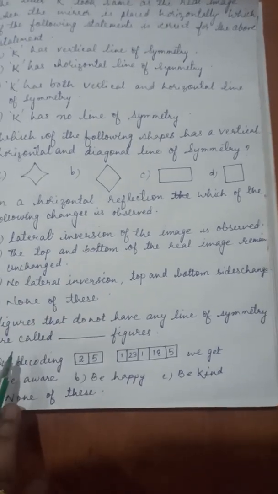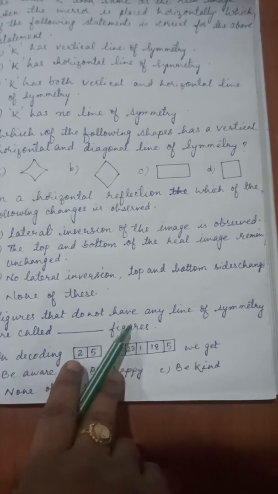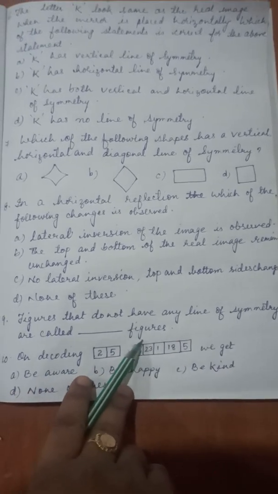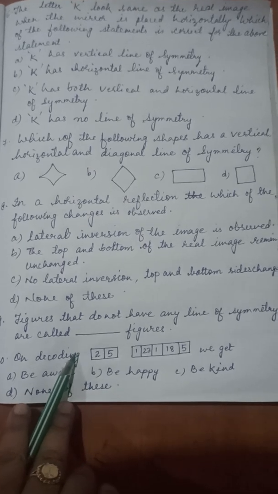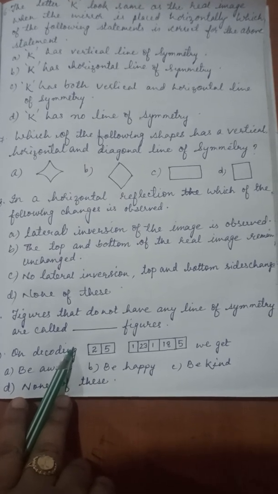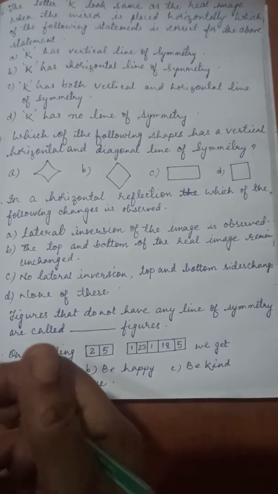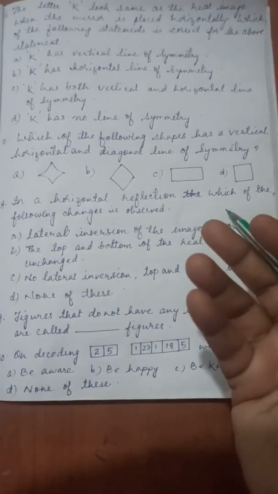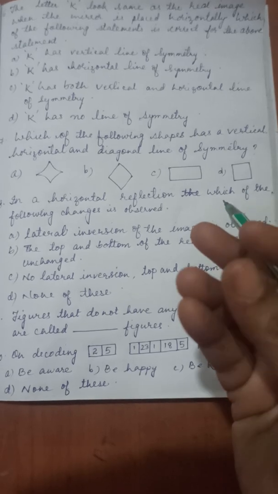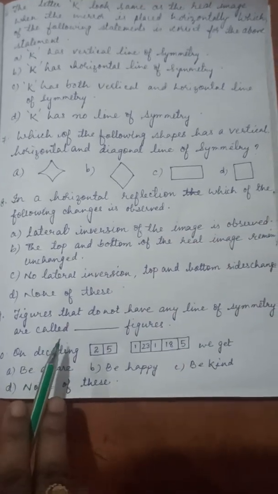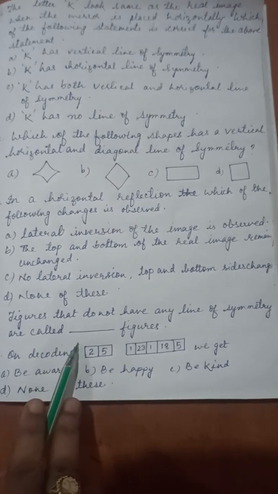The next question we have, figures that do not have any line of symmetry are called dash figures. Children, during the class I have already categorized and shown you through a flow chart that whichever figures have the line of symmetry, what are they called, and the figures that have no line of symmetry, what are they called? Okay, so just go through the notes and try to answer this question.